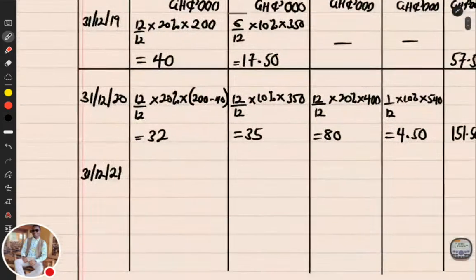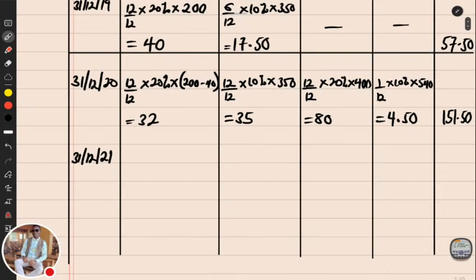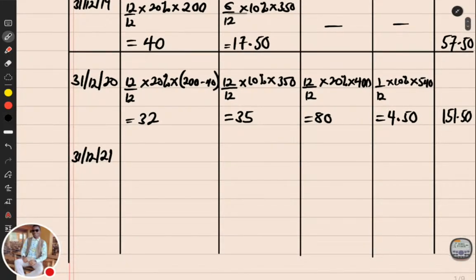So here, this is what we're going to do. We will say that machine number 1, since we do the calculation on reducing balance method, here is supposed to be 9 over 12 multiplying what? 20%. Okay.